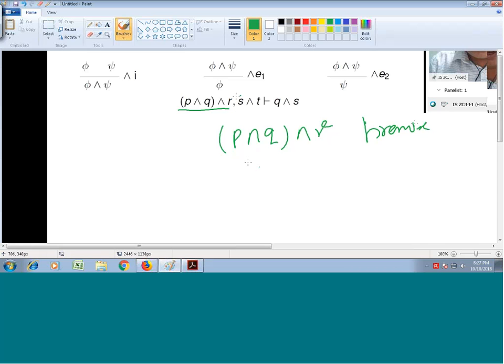Second thing is this. S and T is given. This is also premise. I want Q and S. Okay, so how can I find out Q and S? Because S and T is given to me, so I can take S by the first part by E1. And using this thing I can find out S.